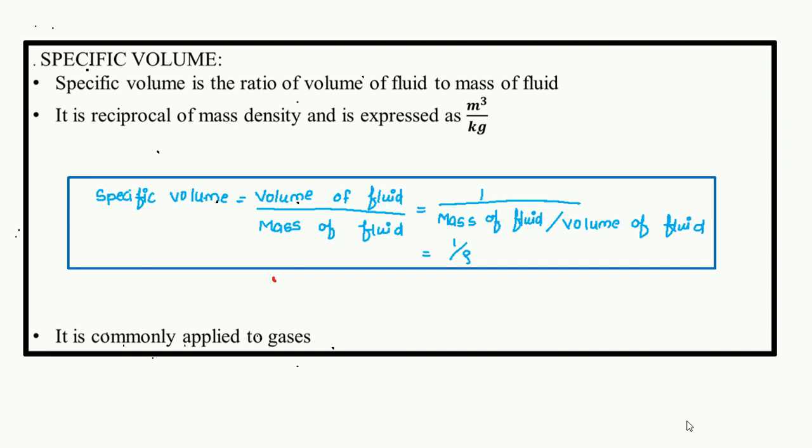It is expressed in meter cube per kg, and mathematically it is written as specific volume equals volume of the fluid to the mass of the fluid, and it is nothing but 1 upon mass of the fluid to the volume of the fluid, and hence 1 by rho, that is the reciprocal of the mass density. It is commonly applied to gases also.